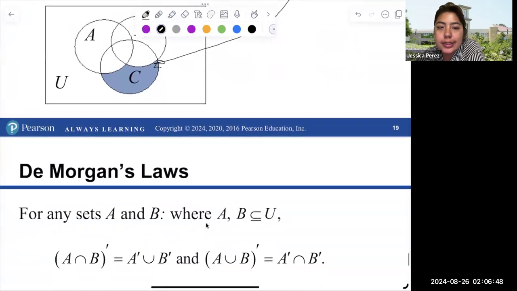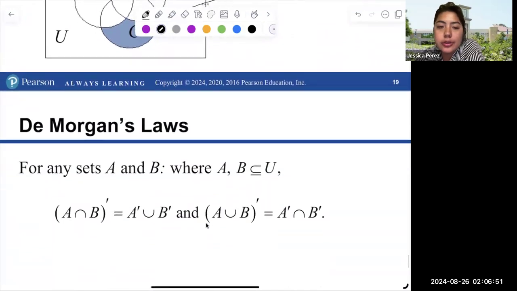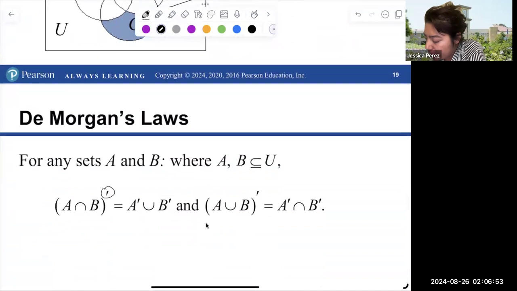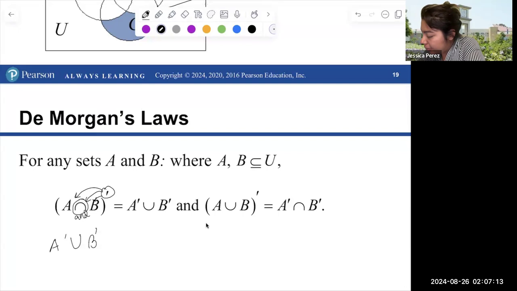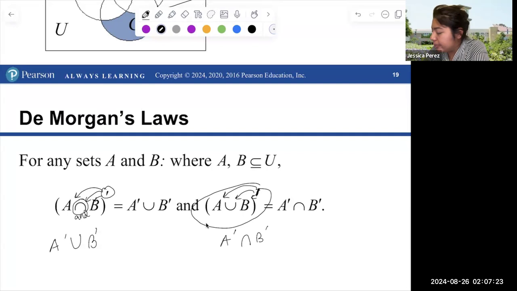The last slide is to talk about De Morgan's law. So notice how there is this apostrophe, it distributes to every single thing. So now you have A prime, look at the symbol. Instead of or, it becomes and. This is an and symbol, it's going to convert to an or, and then this is going to become B prime. Similarly, if you have an apostrophe on the outside, it also distributes. So it's going to be A prime now and B prime.